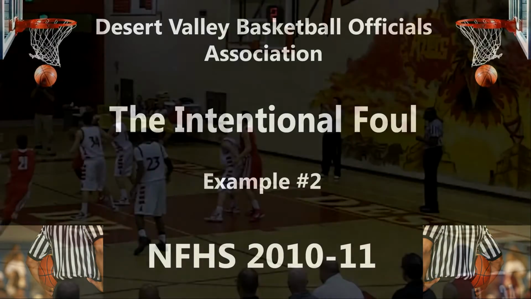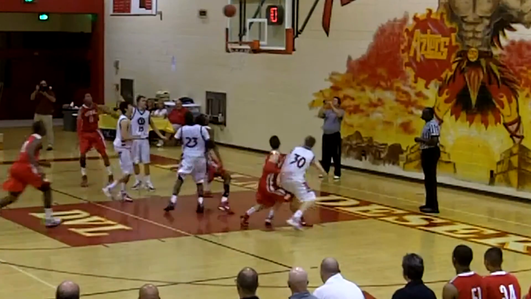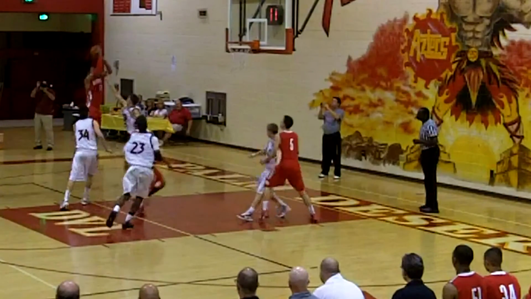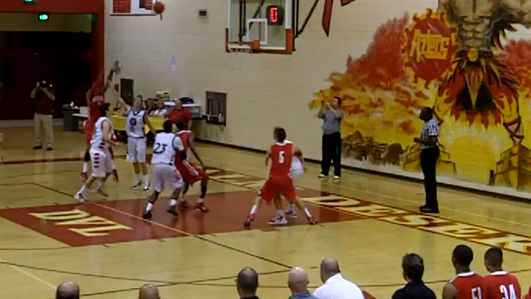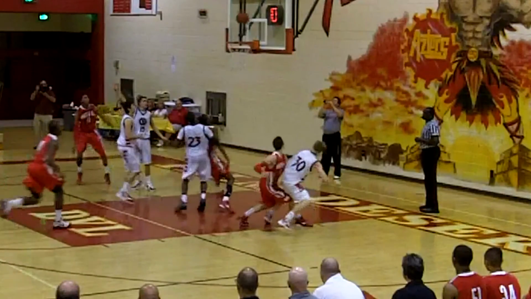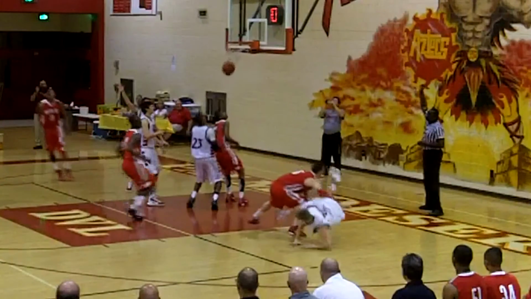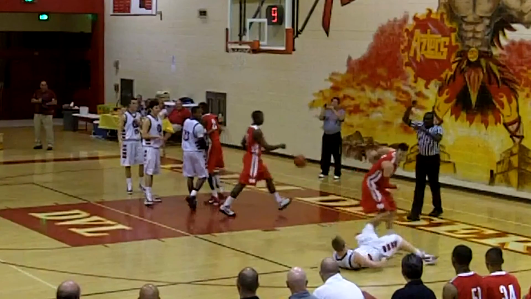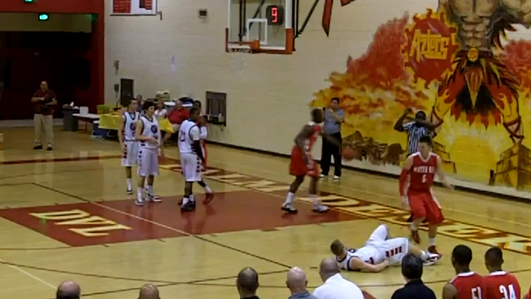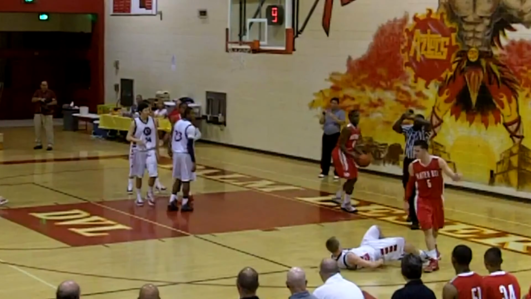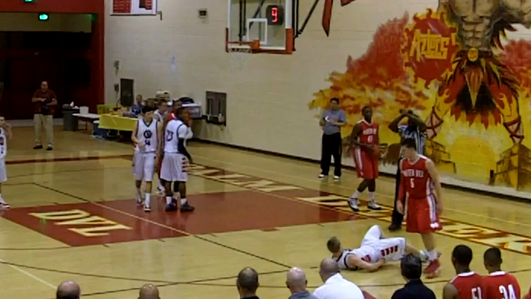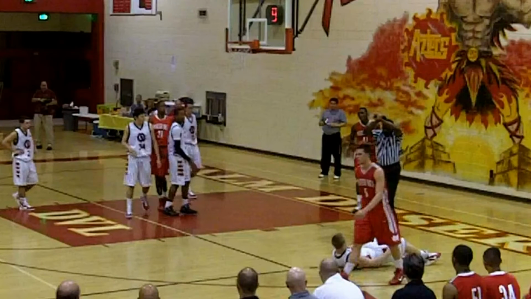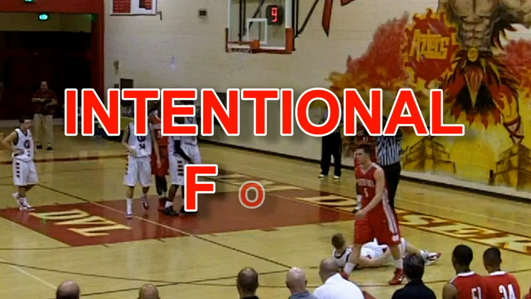Here's another example of an intentional foul. We have two players under the basket trying to get a rebound. The offense grabs the defensive player and throws him to the ground. The official sees this, initially calls a hold, and correctly upgrades his foul call to an intentional foul. This excessive contact must be called intentional.